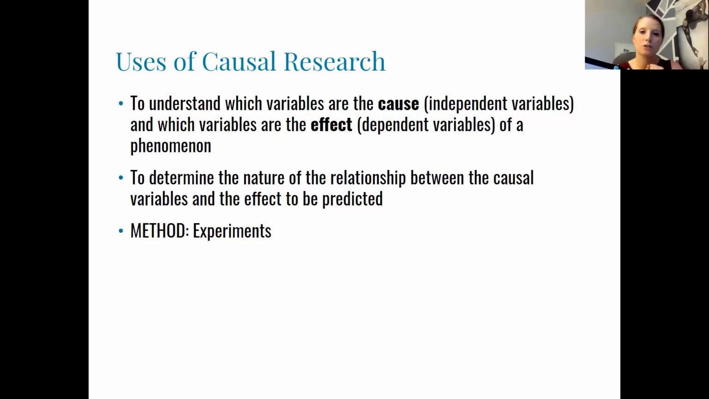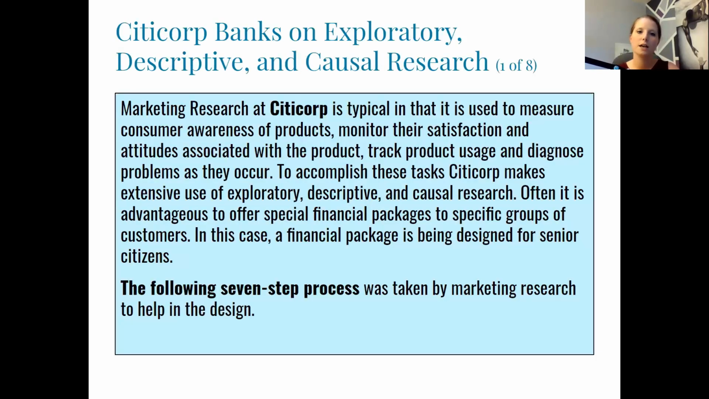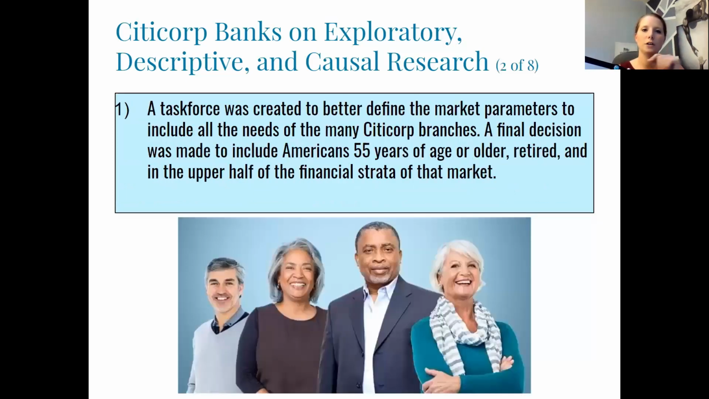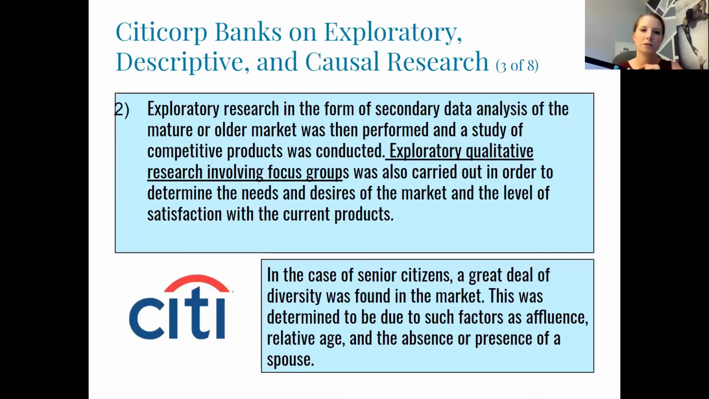Causal research is really trying to figure out what is the cause. And so we do this through experiments. So yes, think back to high school science class or college science, and we're really looking at controlling everything except for the thing that we're concerned about. So here's an example, looking at market parameters, looking at Citicorp branches. They did some exploratory research involving focus groups to figure out the needs and desires of the market. They found a lot of diversity in the senior citizens that they were looking at.